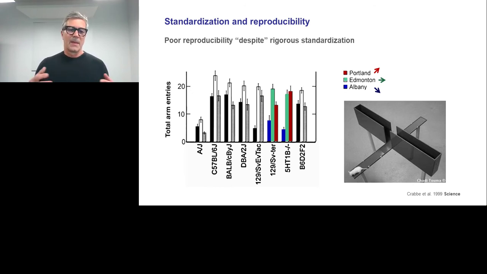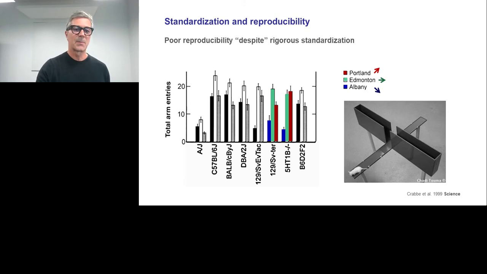So I've put the term "despite" in inverted commas: poor reproducibility despite rigorous standardization, meaning that people were discussing, well, how could this happen? How can results be so different, because these scientists tried to do as much as was possible to standardize the conditions, not just the test conditions, but also the housing conditions of these animals across the three laboratories. And yet they sometimes found completely different results between different strains.